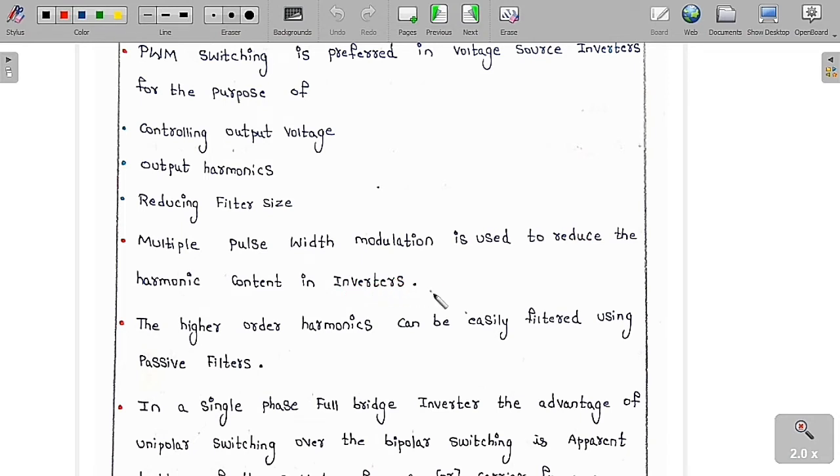Yes, by using the multiple pulse width modulation, we can even decrease, even remove whatever harmonic that we really want to remove.